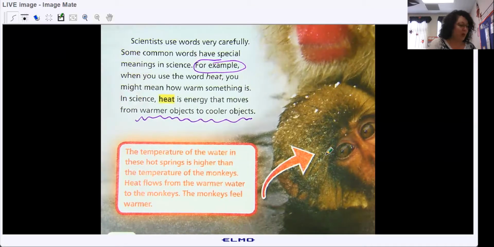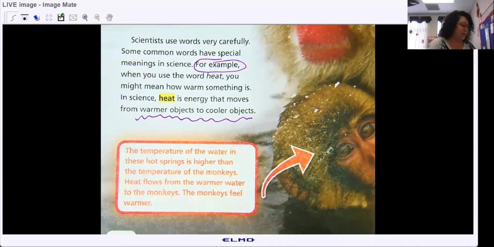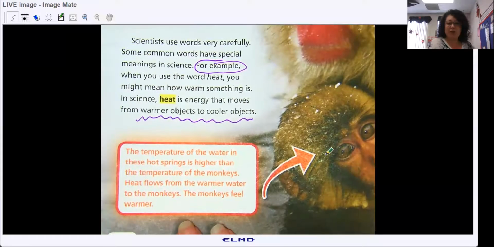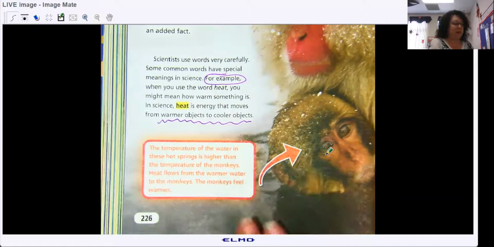The temperature of the water in these hot springs is higher than the temperature of the monkeys. I guess I didn't notice that they were in water. Heat flows from the warmer water to the monkeys. The monkeys feel warmer. So remember, heat flows from warmer objects to cooler objects. So the warmer object is the water, and the cooler object is the monkeys.